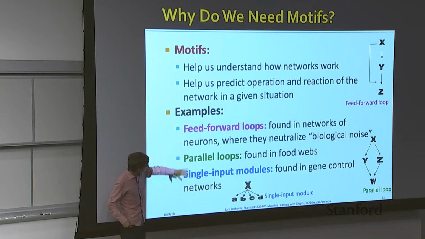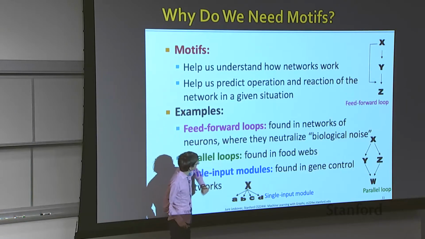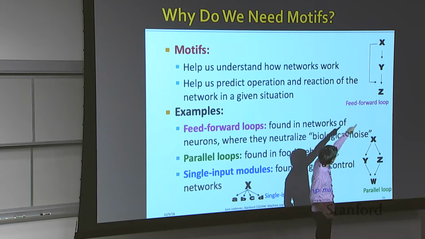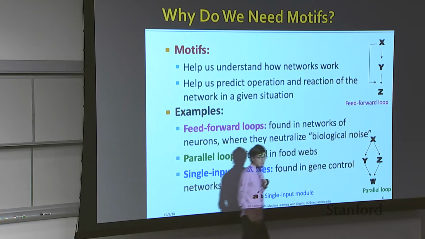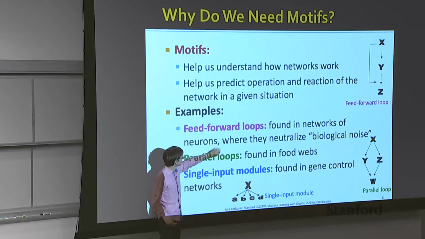And here, as I say, are a few different examples of these types of motifs, right? Feed-forward loops, this would be a feed-forward loop, right? From X, you can go through Y to Z, or you can go directly from X to Z. This is called a feed-forward loop, and it's found in networks of neurons.